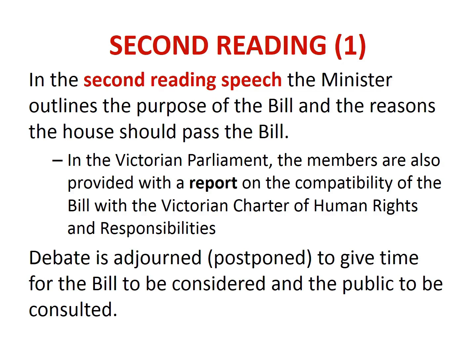The Charter of Human Rights sets out many important rights that individuals have, such as the right to freedom of religion and the right to freedom of speech. And the purpose of this report is to highlight any areas where the bill is inconsistent with these rights. It's then up to the Victorian Parliament whether to pass the bill as it is, or whether to amend the bill so that it ceases to be inconsistent with these rights, or whether to reject the bill in its entirety.